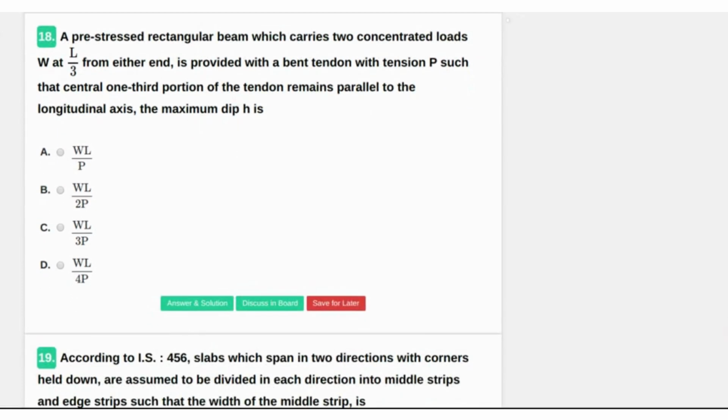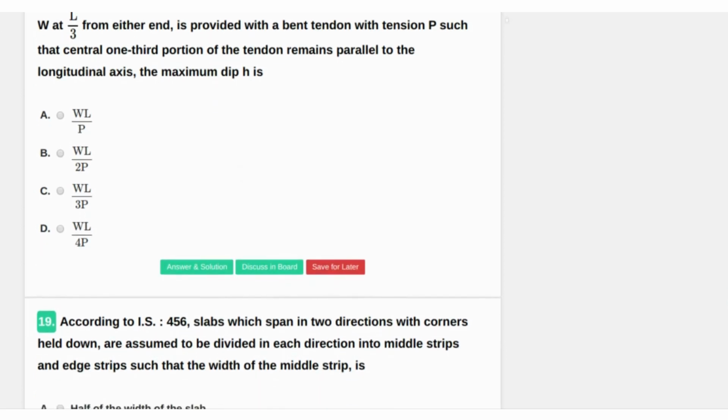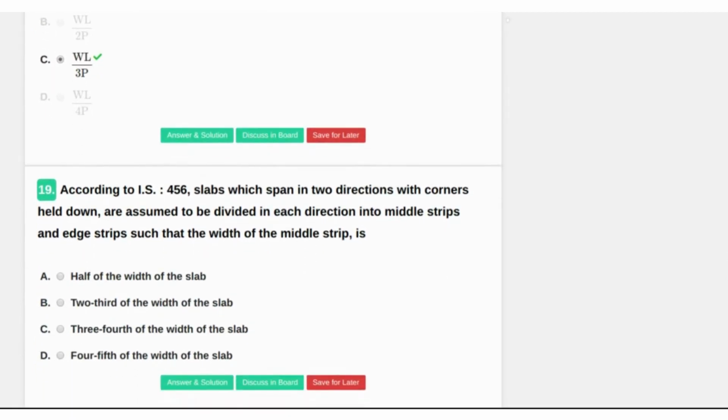A pre-stressed rectangular beam which carries two concentrated loads at L by 3 from either end is provided a bent tendon with tension P, so that the central one-third portion of the tendon remains parallel to the longitudinal axis. The maximum dip is WL by 3P for two loads at either ends.